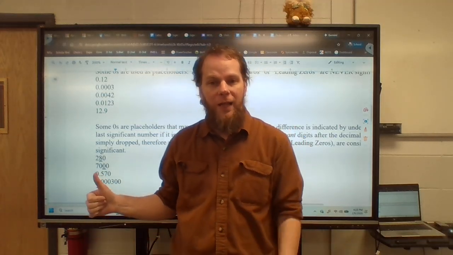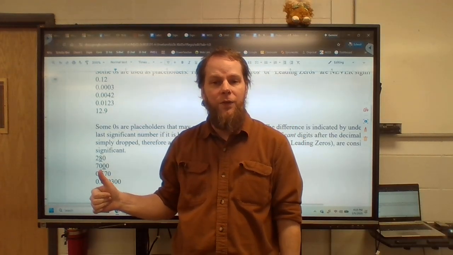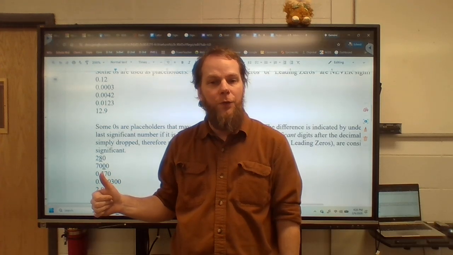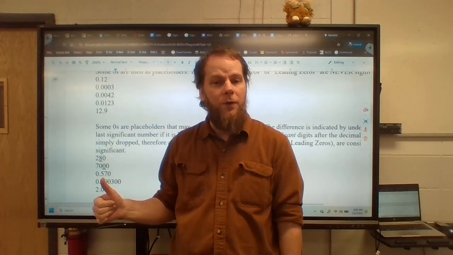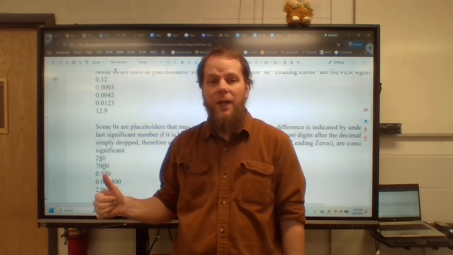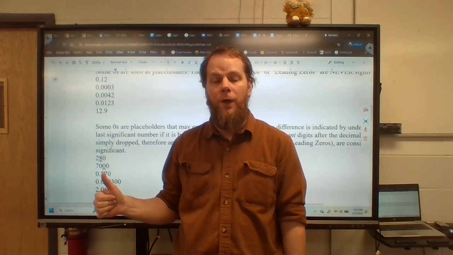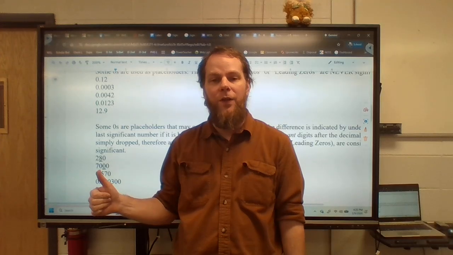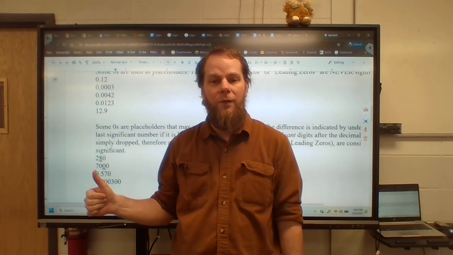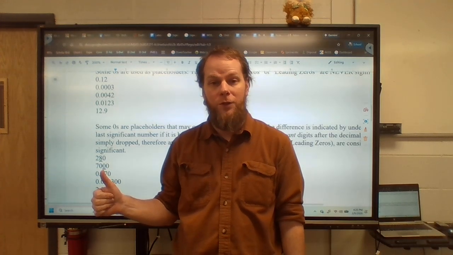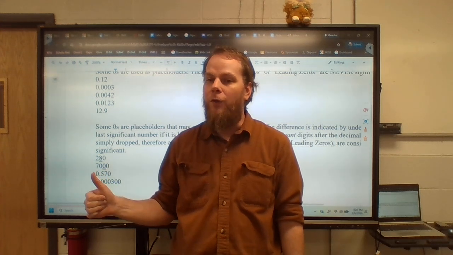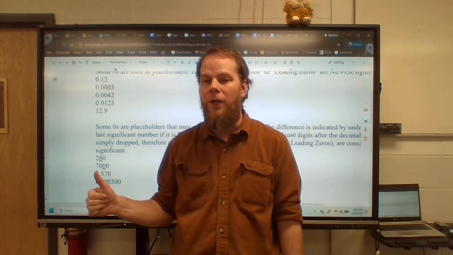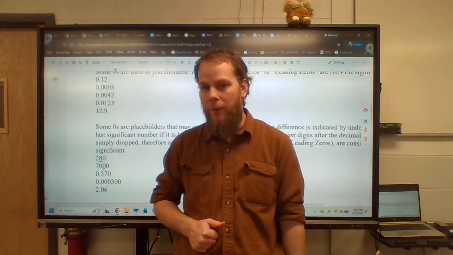So in 7,000 here, we have 7000, and this middle 0 here is underlined. The fact that this 0 is underlined means it is significant. It is the last sig-fig. That means that this 0 is between the 7 and this 0, which is significant. Therefore, it must also be significant. So there are 3 sig-figs in this 4-digit number.